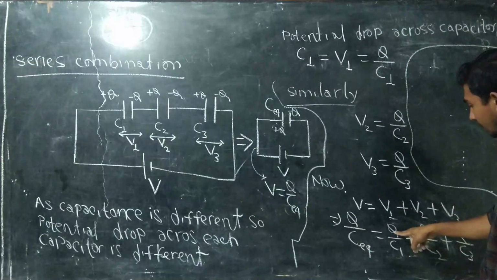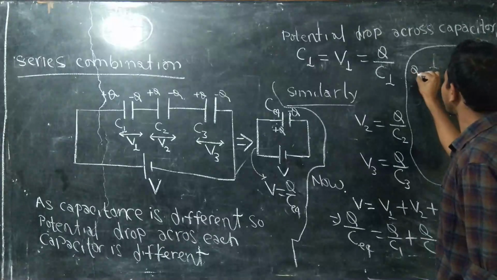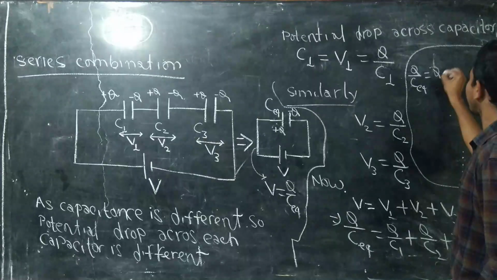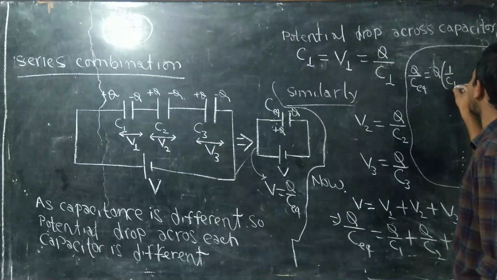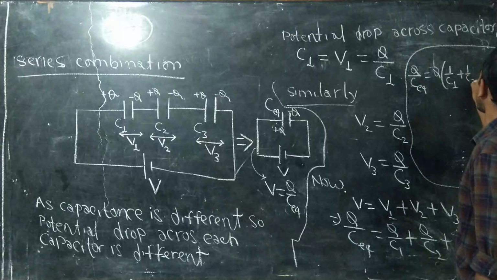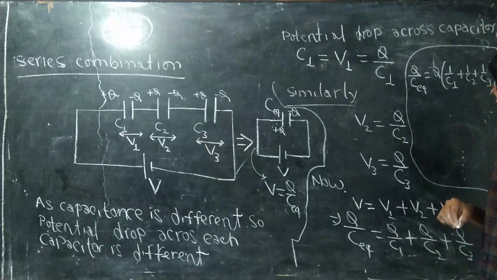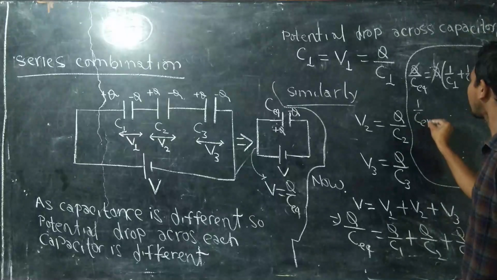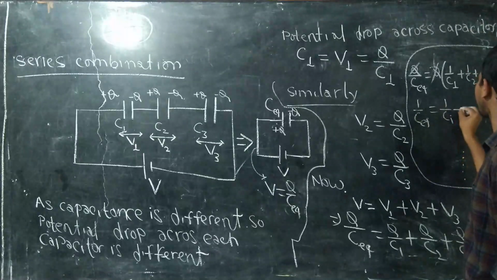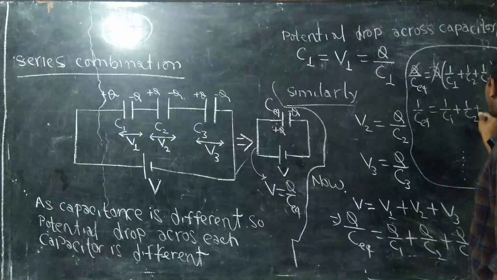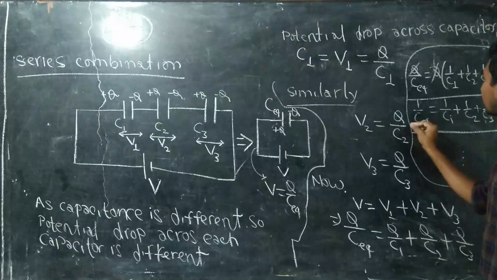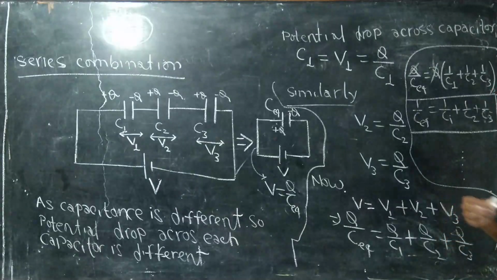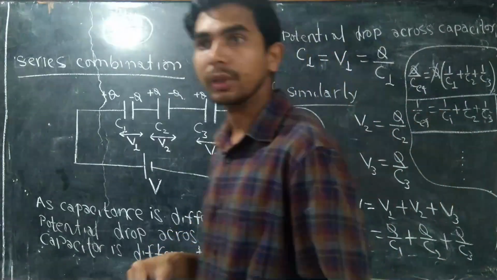Now see, here we can write like this: Q by Q equivalent. Q is everywhere, so we can take Q as a common. Inside the bracket I have 1 by C1 plus 1 by C2 plus 1 by C3. This Q cancels. What is the formula? 1 by C equivalent is equal to 1 by C1 plus 1 by C2 plus 1 by C3. So this is your formula to calculate equivalent capacitance in series combination.